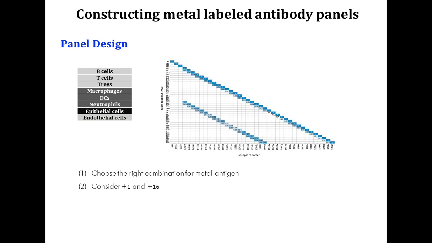On the next slide, we are highlighting that we need to remember that certain metals like Pr and Nd, or praseodymium and neodymium, may result in +16 spillover due to oxidation, which can be easily avoided by assigning the right antigen in this channel.